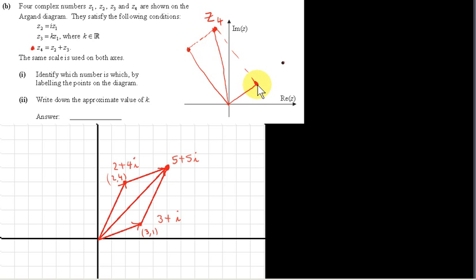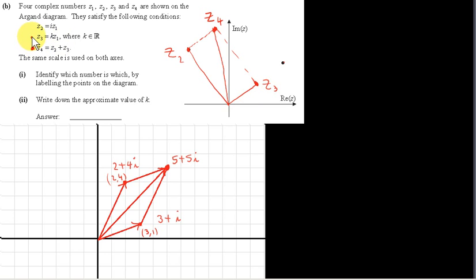So either this one is Z2 or this one is Z3. So this could be Z2 and this one could be Z3, or vice versa, because the order of addition doesn't matter when we add complex numbers or when we add vectors. This could be Z2 and this could be Z3. So we need more information to decide which of them is Z2 or Z3.